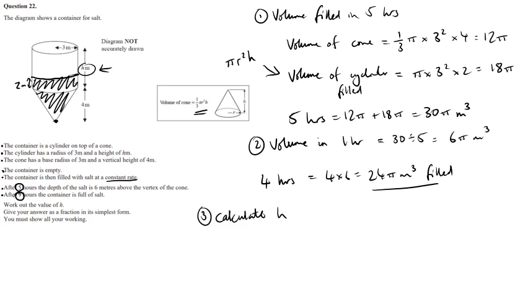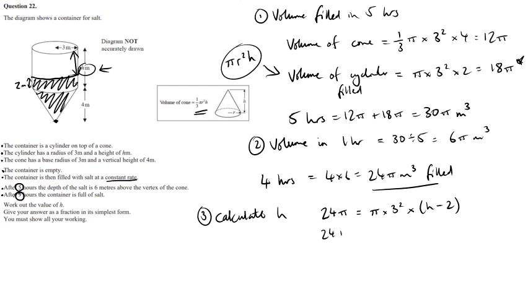There's a couple of different ways we could go about this last step, but I think if we set out a formula, so we know that 24 pi meters cubed was filled, and that's equal to the remaining volume of the cylinder. Now, our formula for the volume of a cylinder is pi times the radius squared, so the radius of the cylinder is 3 squared, times the height. Now, the height we've got left here is our given height h, take away those 2 meters, which we know were filled up here.